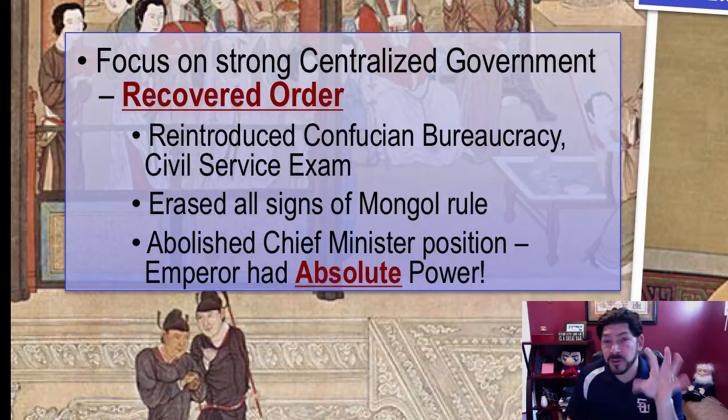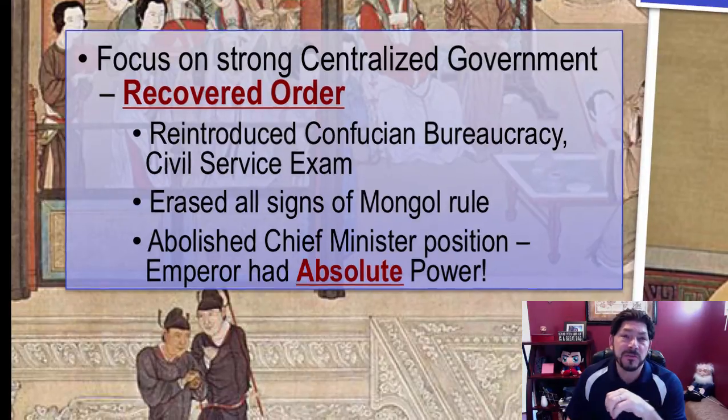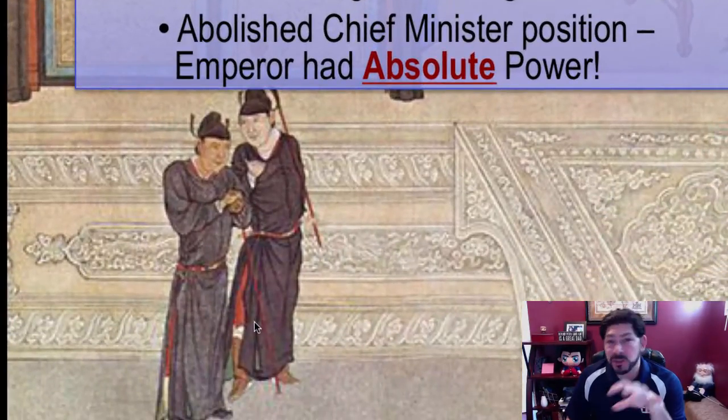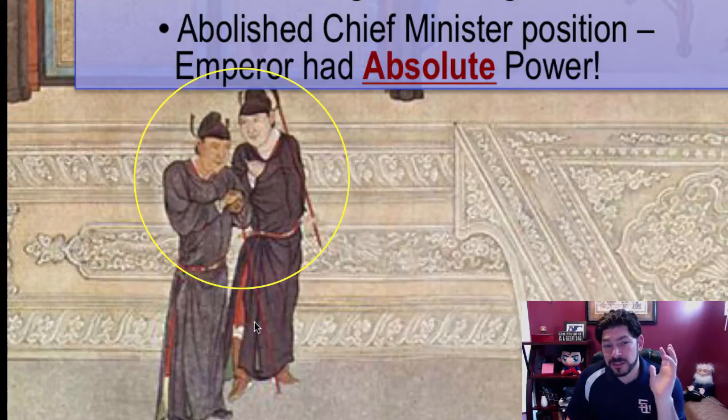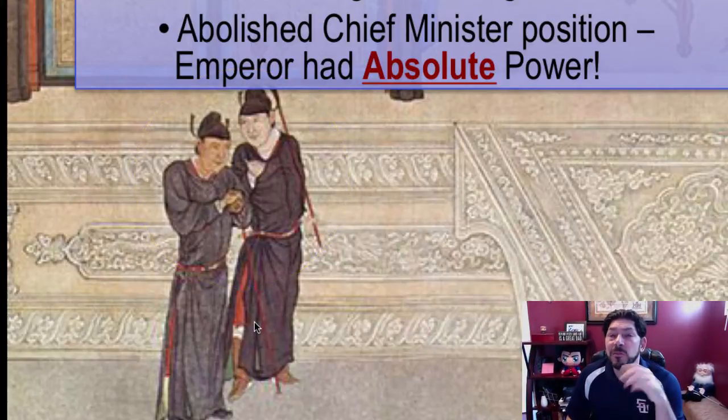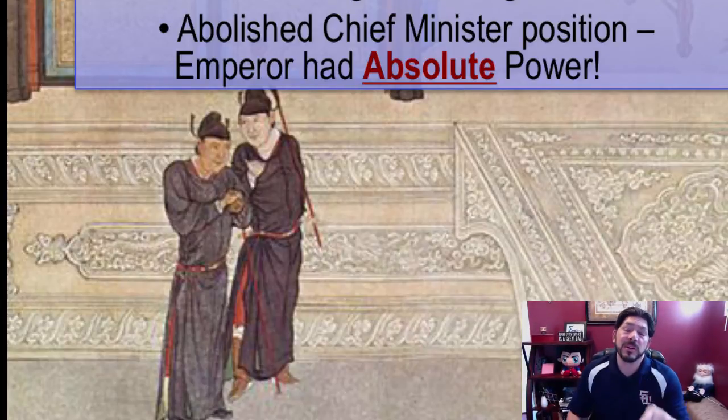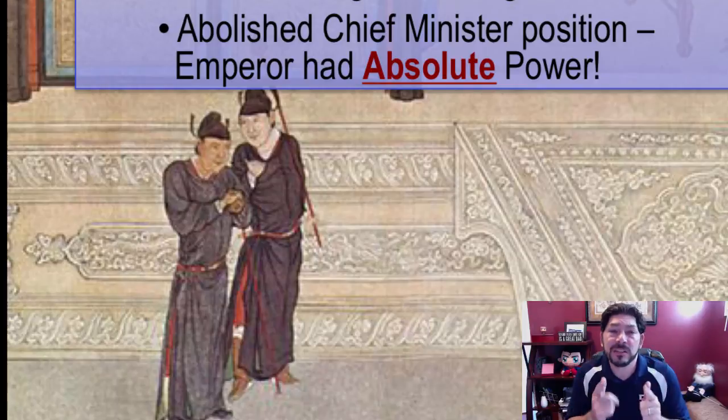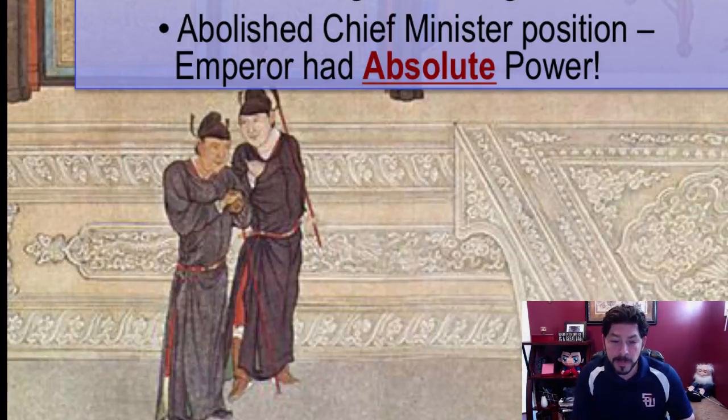He also is very, very wary of what went wrong with the old empires, and that would be corruption and the threat of sort of the noble class. And he wants to control these guys. So one thing he does is he abolishes the chief minister position, giving himself more absolute power. This is a major theme of the time period: absolutism, centralization of government, and the Ming are a prime example of it with Emperor Han Wu.